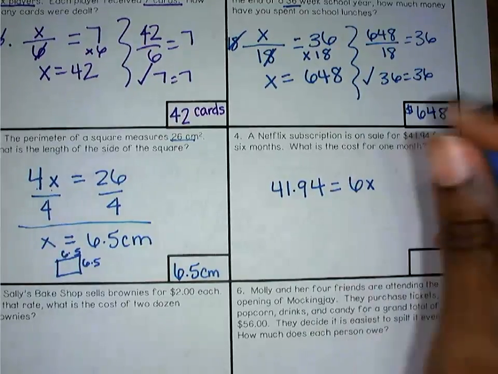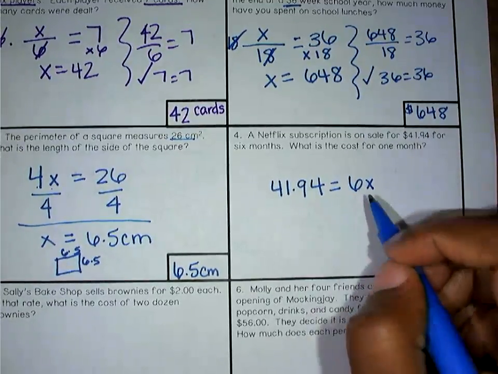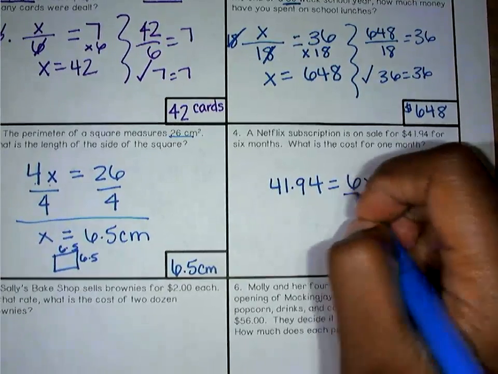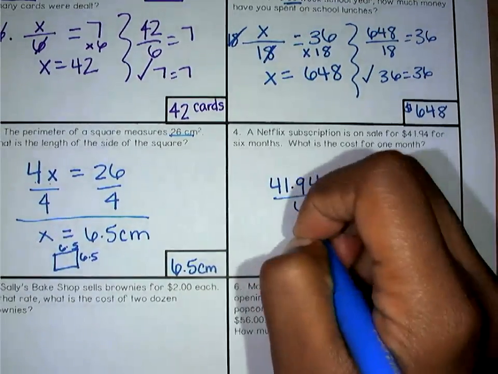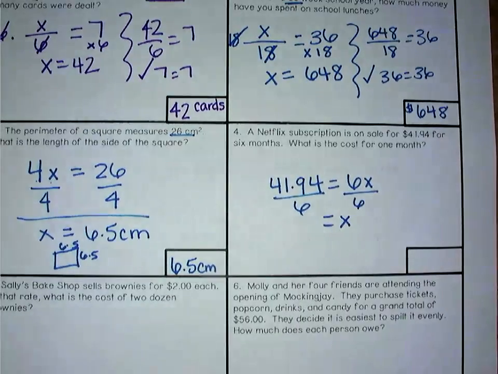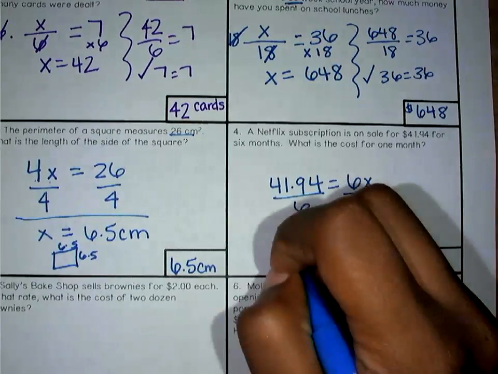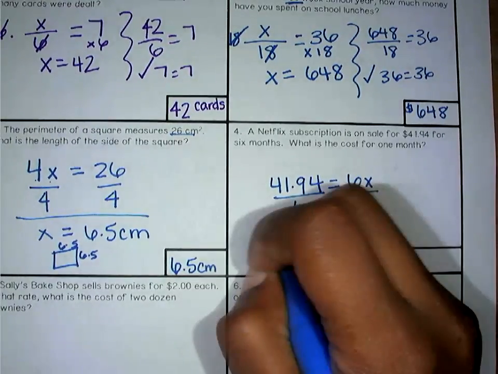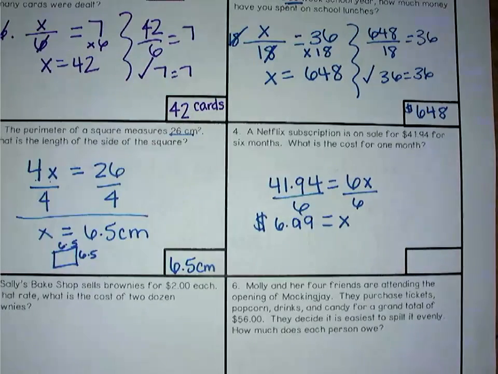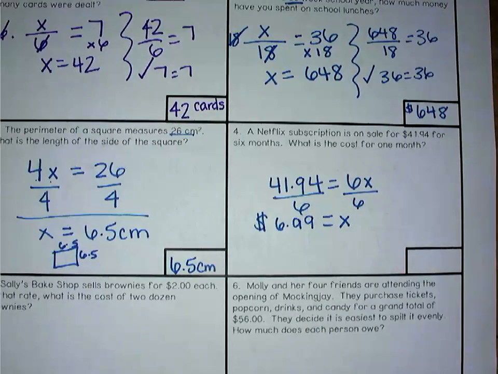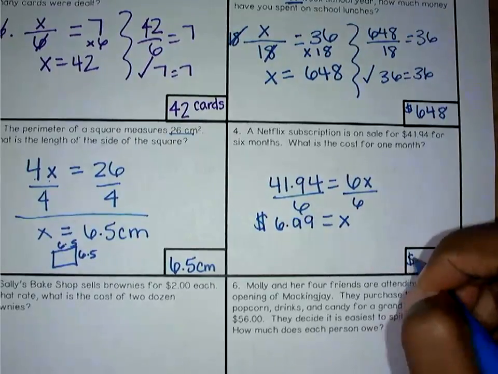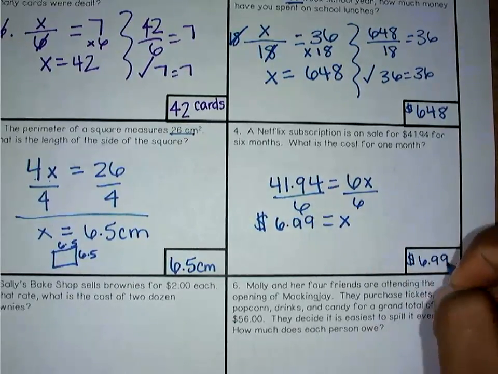So opposite right here, you want x by itself. It's multiplying. You do the opposite. You divide by 6 on both sides. Divide by 6. X is by itself. And when you do that, it was $6.99. Please use a calculator to find this. So each month for 6 months, they basically paid $6.99 for each.